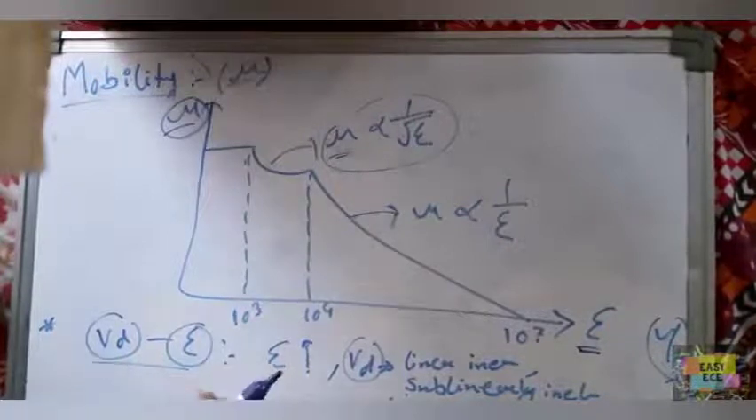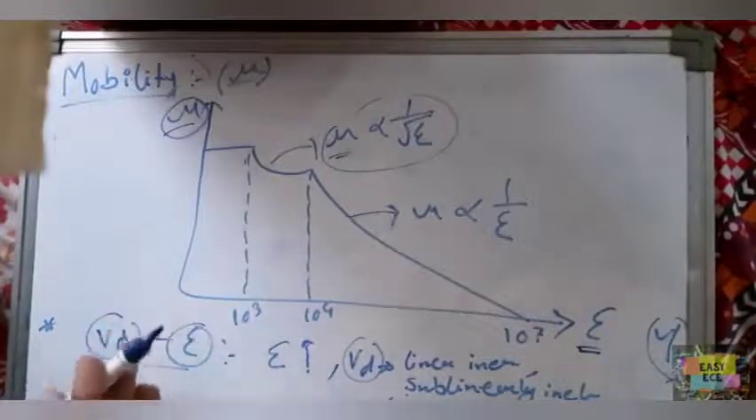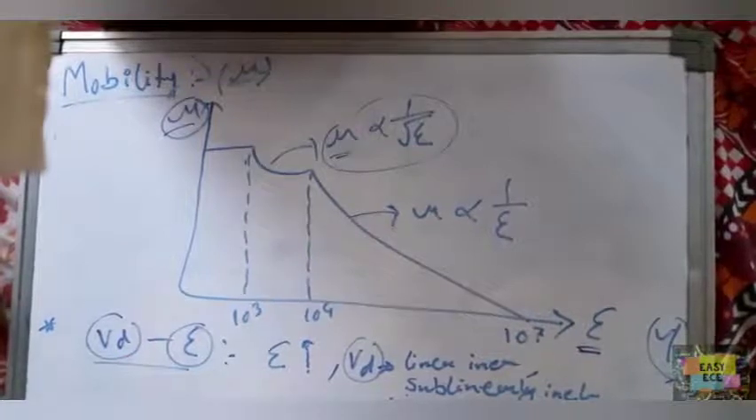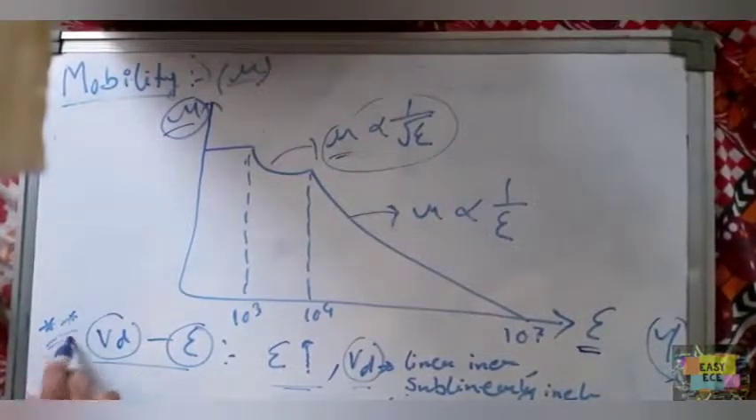So this is the relation between electric field and drift velocity: if we increase the field gradually, this is how the graph of Vd increases. This is another important concept or note. Now in the next video we will talk about the mass action law.